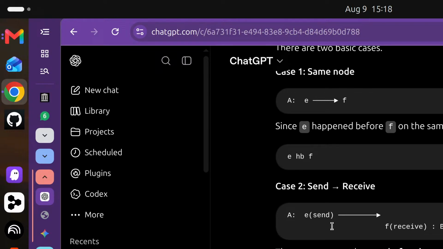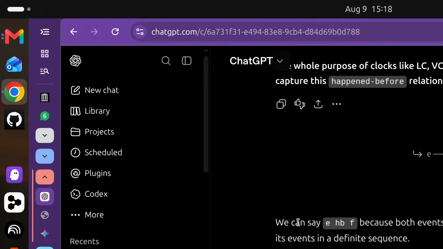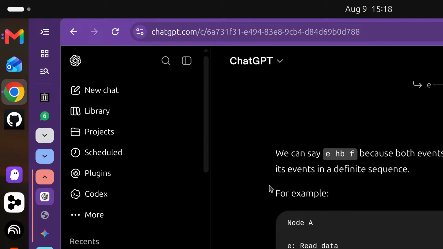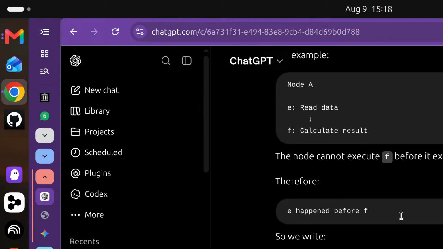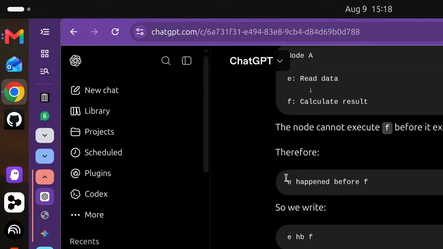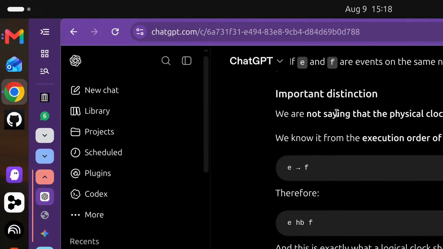How can we say it? We say E happened before F because both events happen on the same node, and a node executes its events in a definite sequence. For example, E reads data and then calculates the result. The node cannot execute F before E in the sequence. Therefore we write E happened before F. The definition of happened-before says E and F are events on the same node. Important distinction: we are not saying the physical clock proves it. We know it from the execution order of the node. This is exactly what logical clocks should capture.